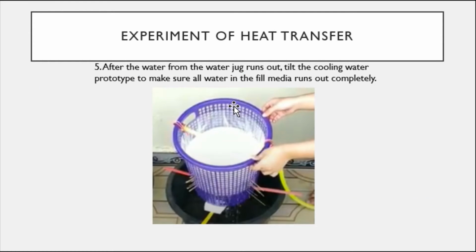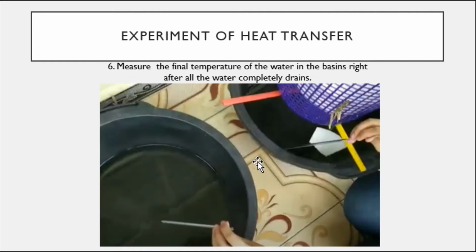Next, after the water from the water jug runs out, tilt the cooling water prototype to make sure all water in the fill media runs out completely. And then measure the final temperature of the water in the basins right after all the water completely drains.